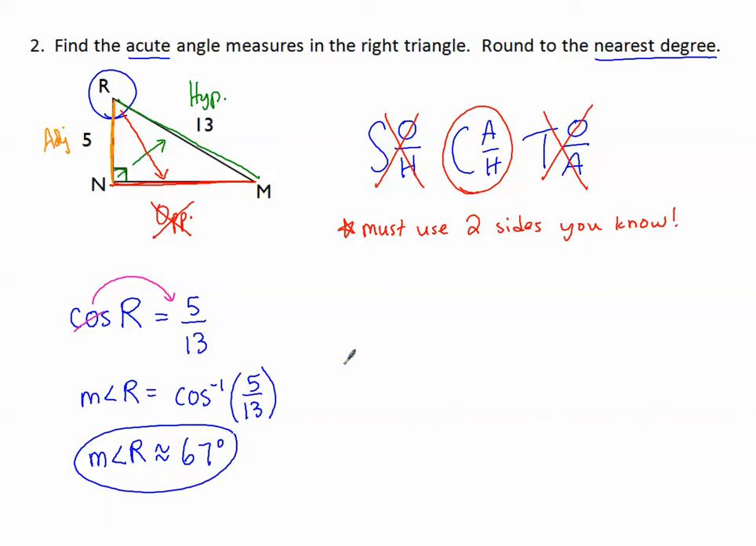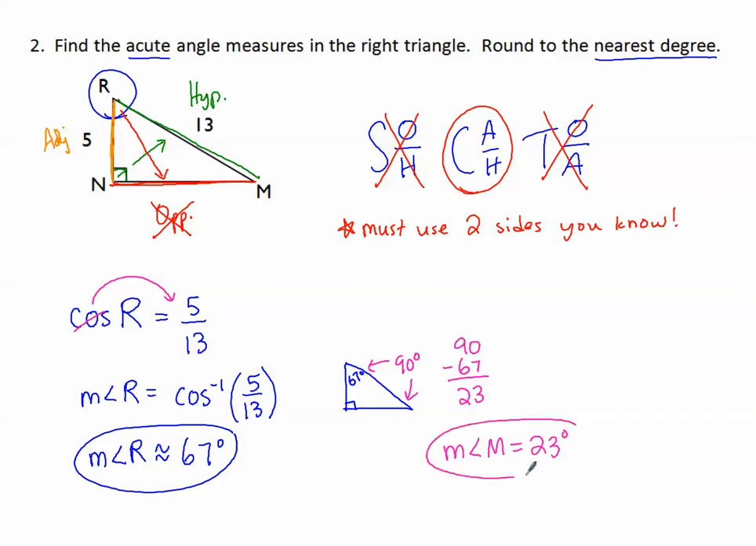Well, remember in a triangle what all of the angles add up to. If this angle is 67, we can find this angle without trigonometry. All the angles add up to 180, so that means these two angles have to add up to 90 degrees. So 90 minus 67, how much is that? 23. So we can say the measure of angle M is 23 degrees. You can always check your answers by doing trigonometry.